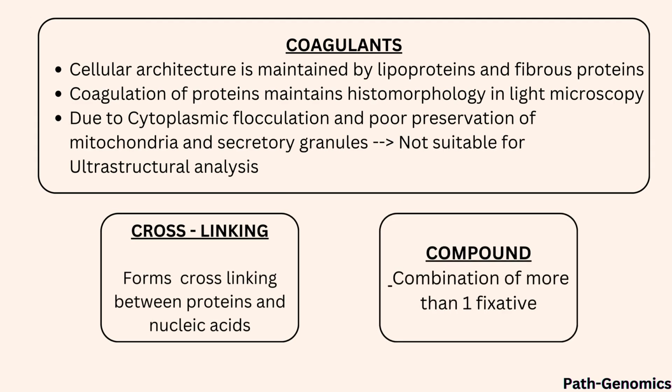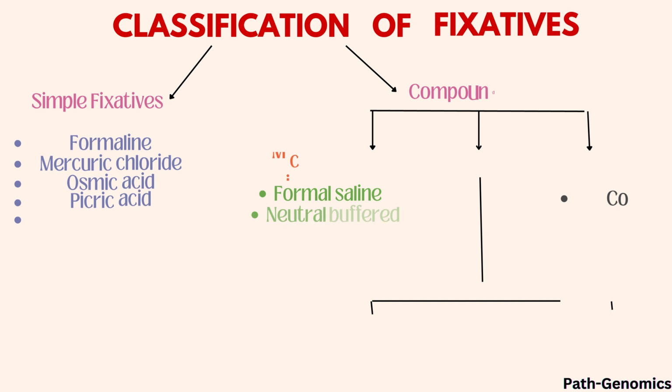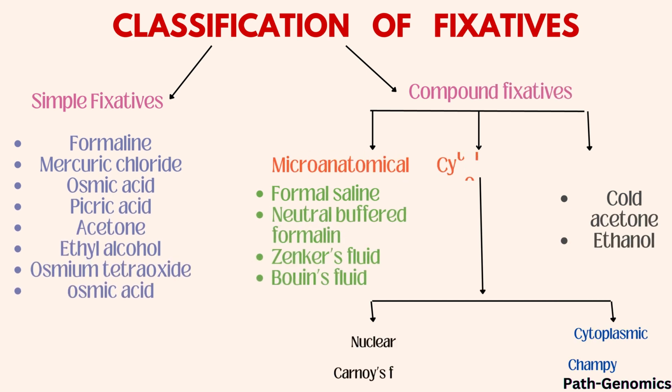Chemical fixatives are of three types: coagulants, crosslinkers, and compound fixatives. Coagulants precipitate the proteins, crosslinkers crosslink the proteins with nucleic acids. Compound fixatives do both functions. Chemical fixatives are classified into simple and compound fixatives. Simple fixatives are formalin, mercuric chloride, osmic acid, picric acid, acetone, ethyl alcohol, osmium tetraoxide, osmic acid. Compound fixatives are the combination of more than one simple fixative.